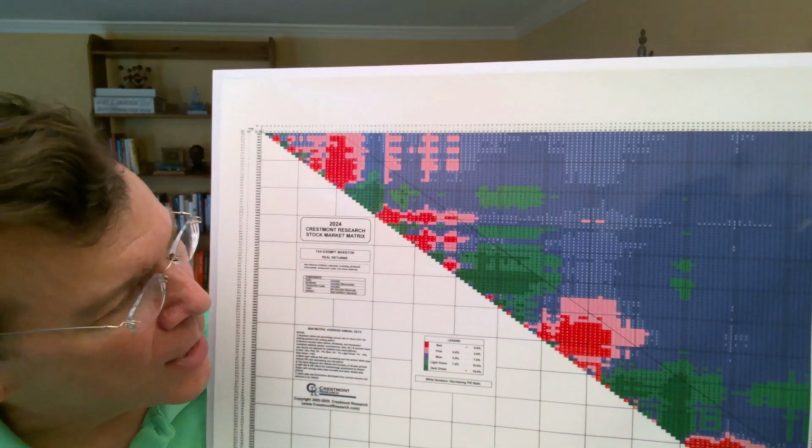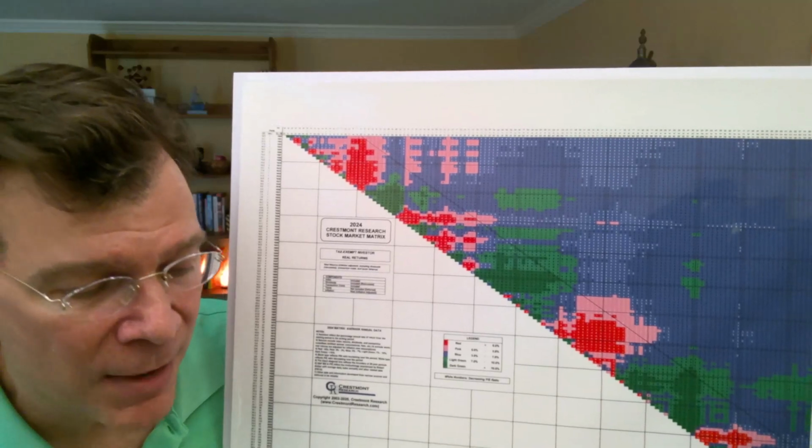Now, there's a lot more information in this model, and in future videos in this series, I'll go into a lot of that detail. But for now, I just wanted to introduce it to you so that you got an idea of what we're going to be looking at.